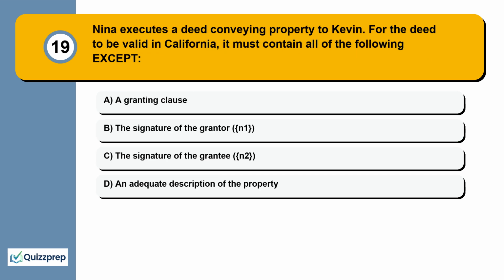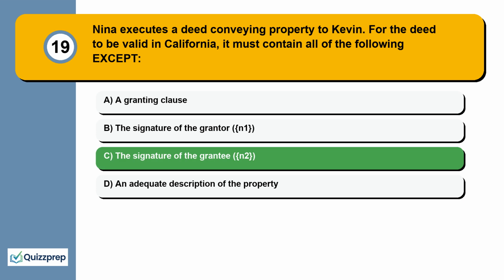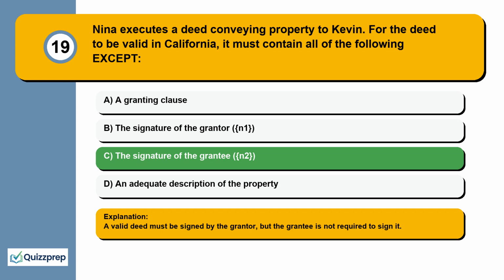Question 19. Nina executes a deed conveying property to Kevin. For the deed to be valid in California, it must contain all of the following except a granting clause, the signature of the grantor, the signature of the grantee, an adequate description of the property. A valid deed must be signed by the grantor, but the grantee is not required to sign it.